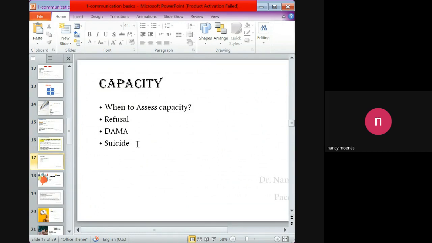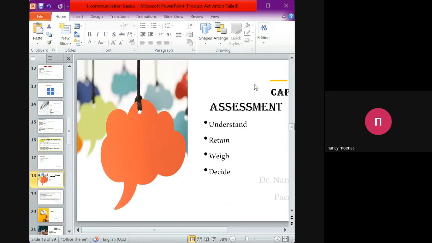The last thing in today's session, let's talk about capacity. What is capacity? Capacity is whether the patient is able to take a decision or not. When to assess capacity? Usually when I give the patient a diagnosis of MS and tell him that he needs this medication, but he refuses it, or he wants to discharge against medical advice, or in suicide. Then I will need to assess the capacity of this patient.